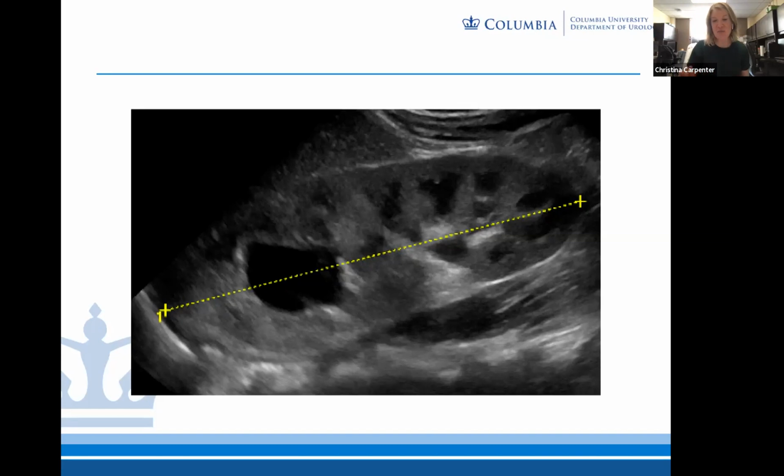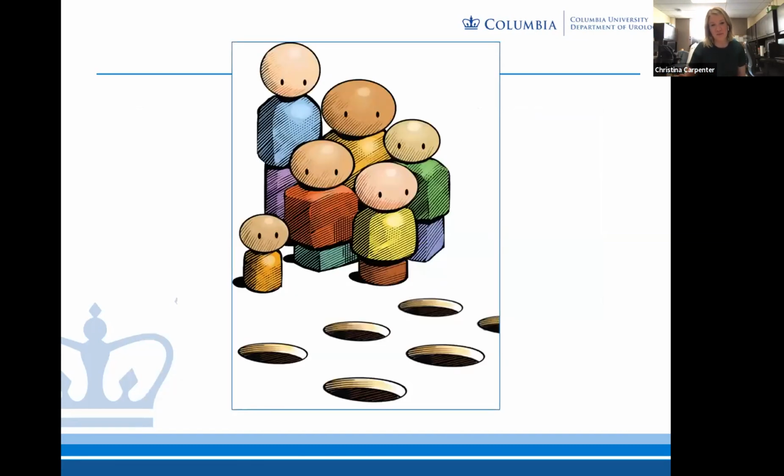But okay, why did I choose this particular operation? There are a variety of operations available for this type of issue, and it's certainly not one size fits all.